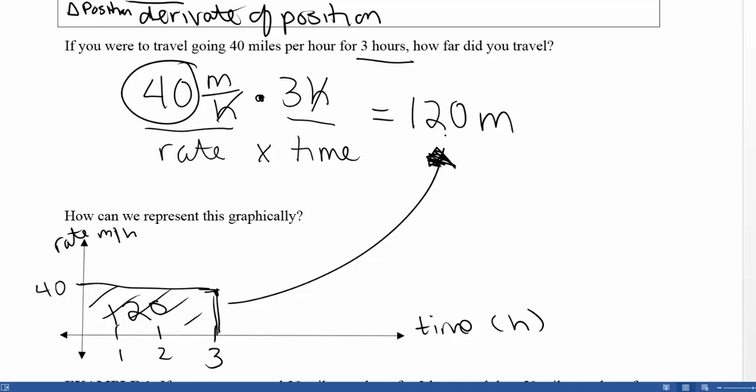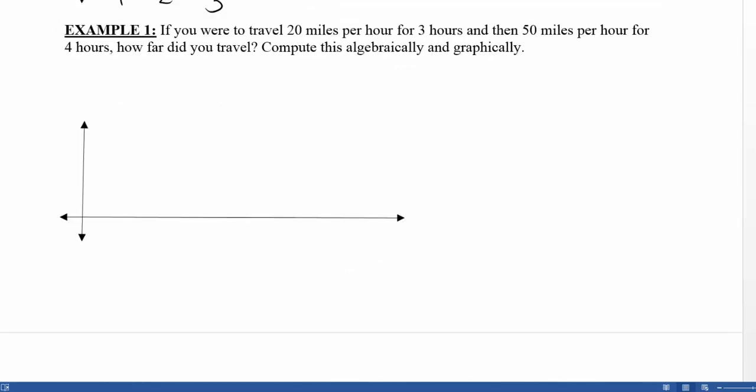Now, this may not seem like a thing that we would logically want to do at this point, but as we move along, we'll see why this graphical representation is going to become very important to us. Let's look at another example. Example 1. If you were to travel 20 miles per hour for 3 hours, and then 50 miles per hour for 4 hours, how far did you travel? Compute this algebraically and graphically. So this is similar to the problem we just looked at, only now, instead of one constant rate, it seems like there's 2 legs to our trip, or at least a change in our velocity.